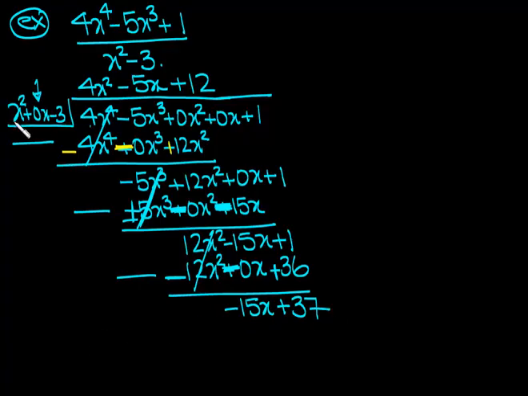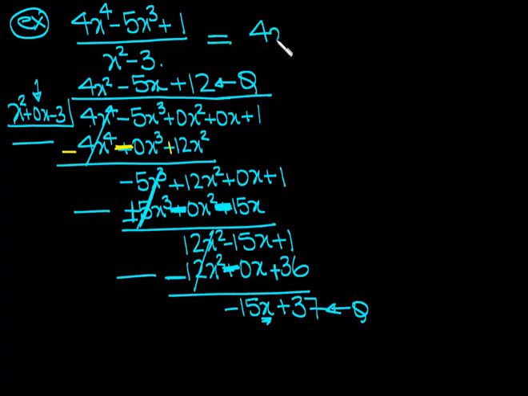What can I multiply this x squared by to make it negative 15x? Nothing, because there's no way you can make an x squared into an x, because that's what we have here. So we are done. This is my quotient. This is our remainder. So the answer is what?